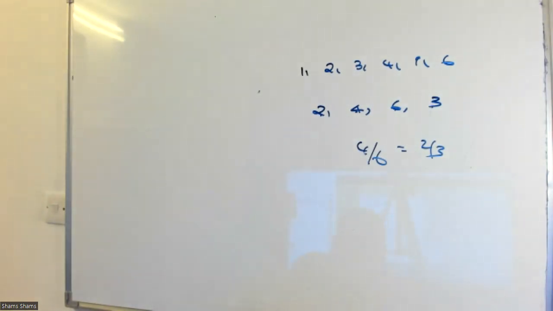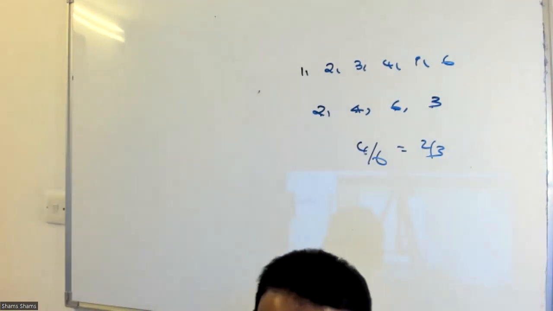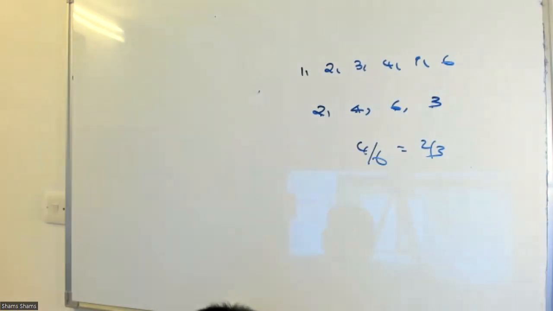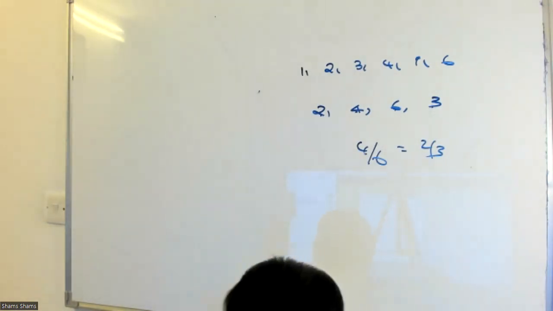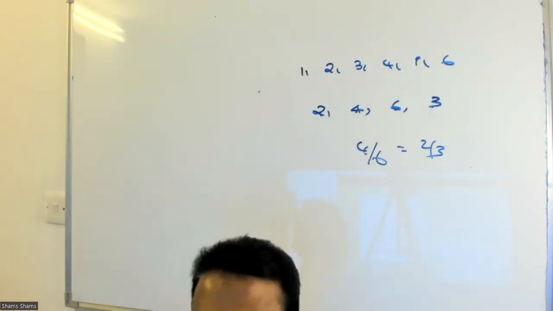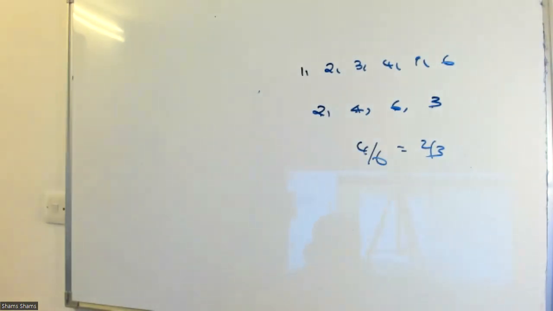Roshan, next one, the 7th one, read. A number less than 5. Okay, which are the numbers less than 5? Which are the numbers, man? 1, 2, 3, 4. Okay, sir. 4 by 6.